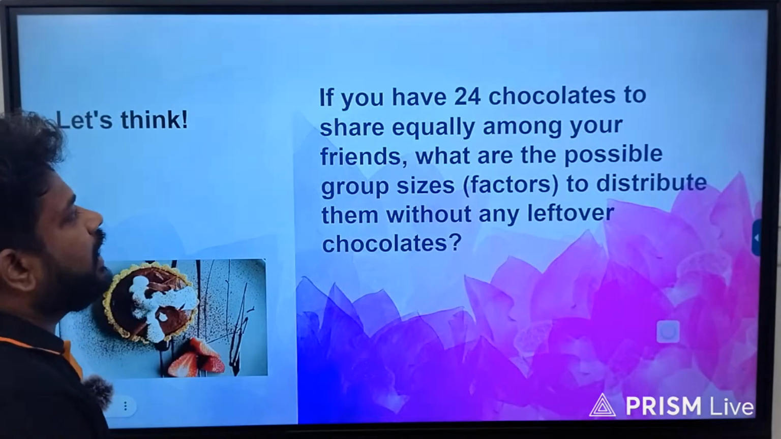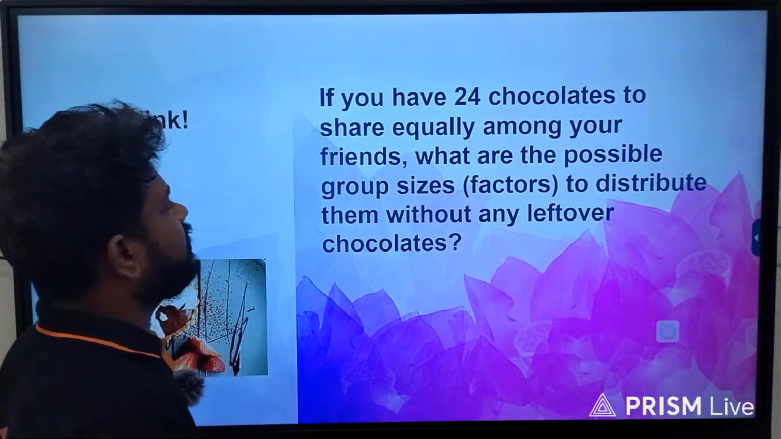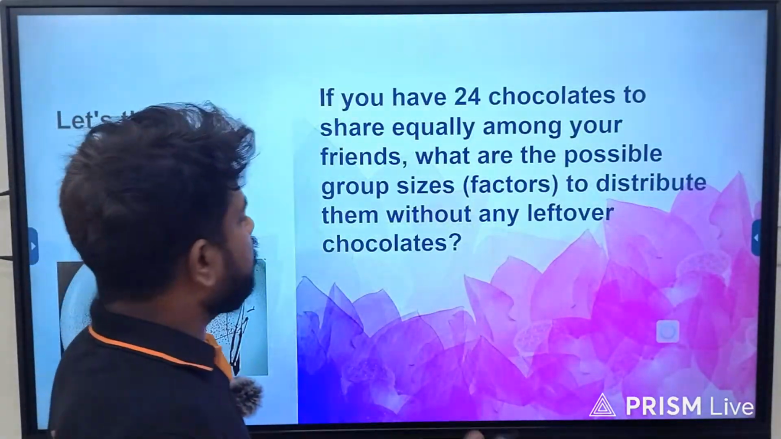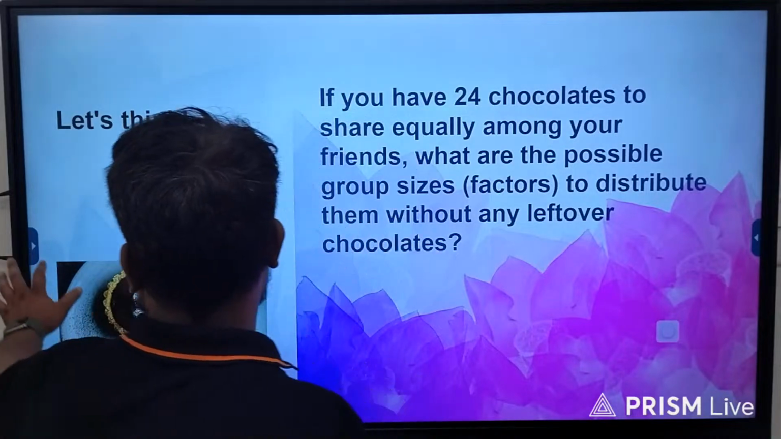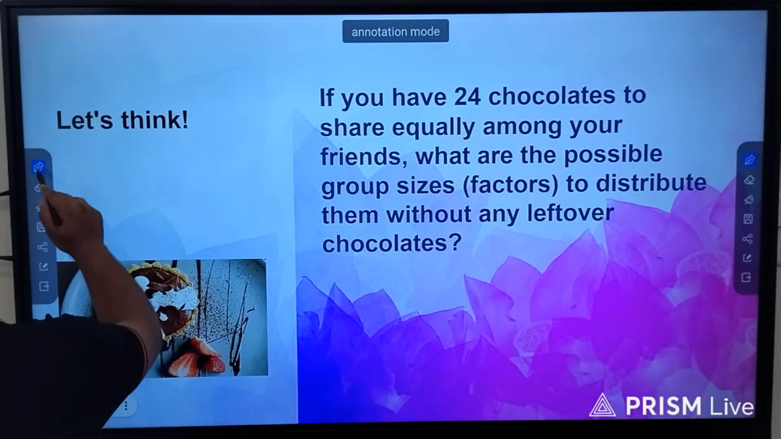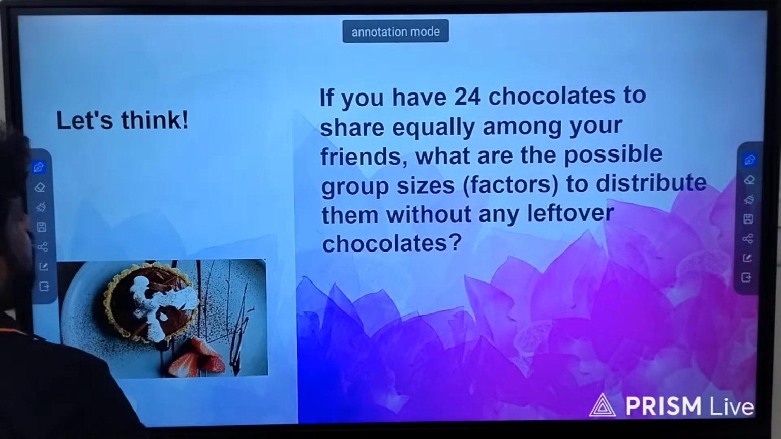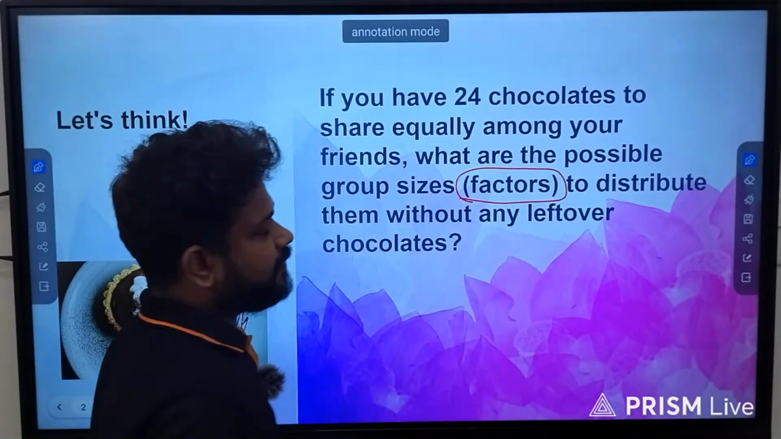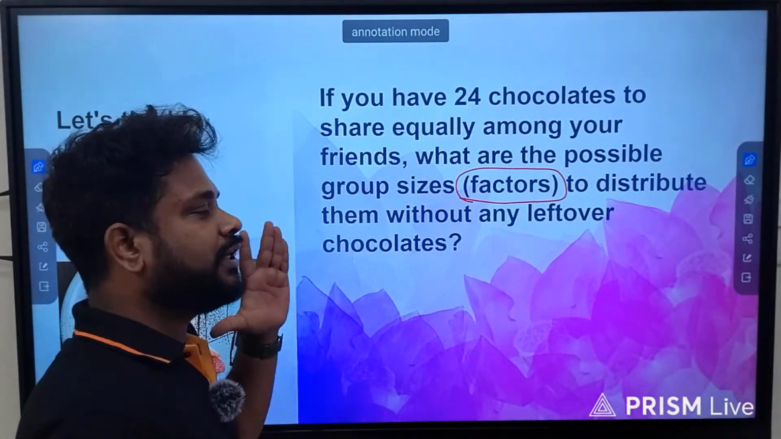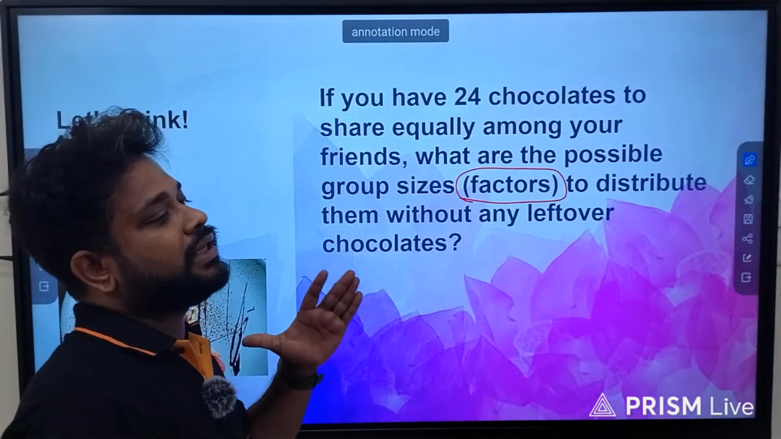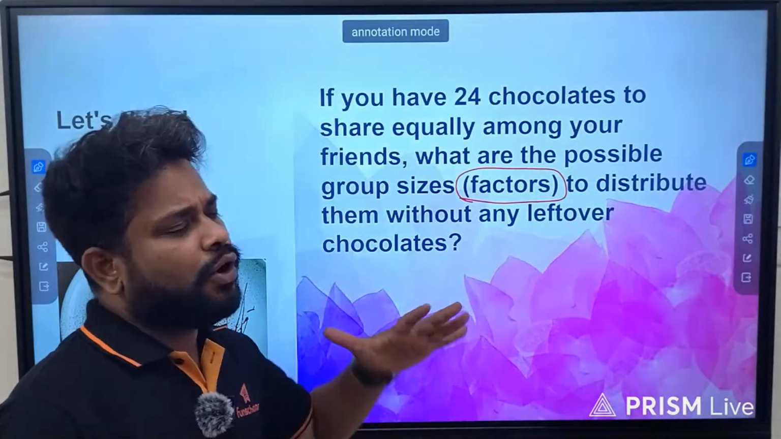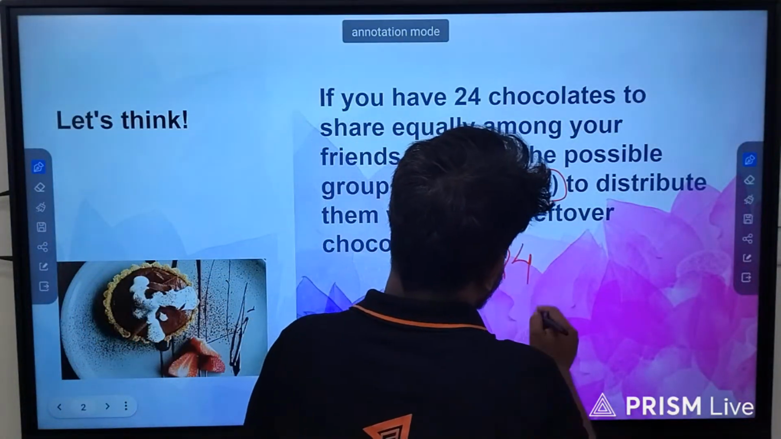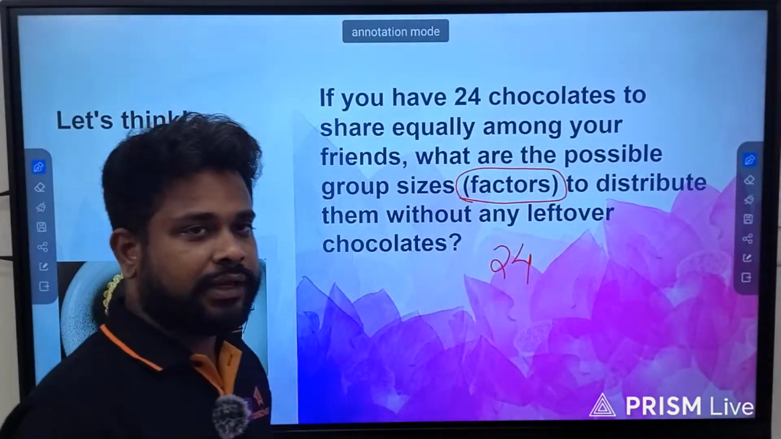Let's think, if you have 24 chocolates to share equally among your friends, what are the possible group sizes to distribute them without any leftovers? So basically, I have generally missed out the term, that is factors. In lower classes, like from class 3, 4 or 5 or maybe 6, we have found out the factors of different numbers like 24.